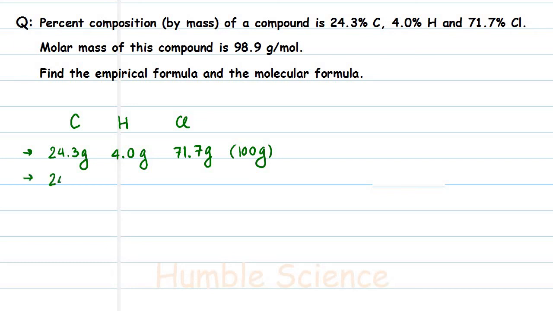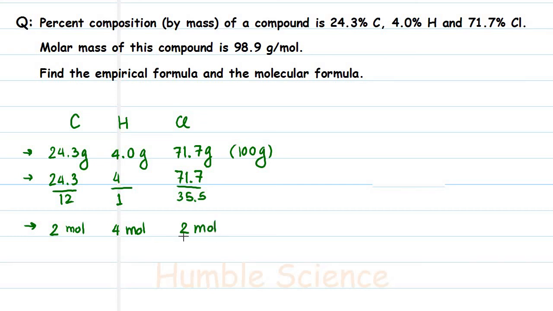So here we're going to divide by 12 for carbon. For hydrogen, it's going to be 4 divided by 1. And then for chlorine, it is 71.7 divided by 35.5 gram per mole. And that's going to be equal to around 2 mole for carbon, and then about probably 4 moles. Yes, it has to be 4 mole for hydrogen, and then also about 2 mole for chlorine.